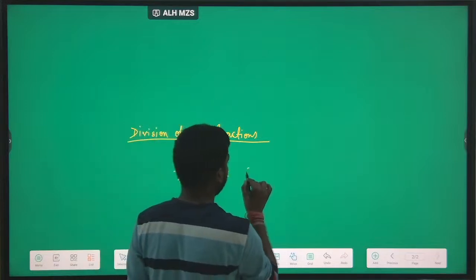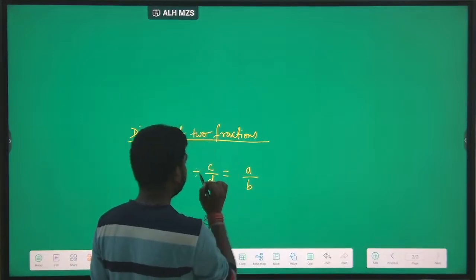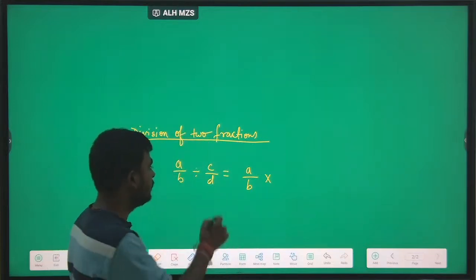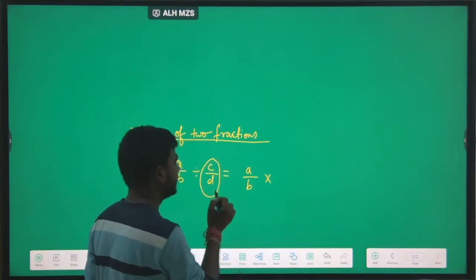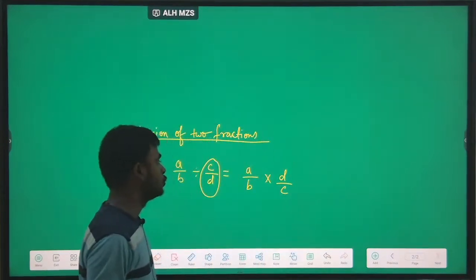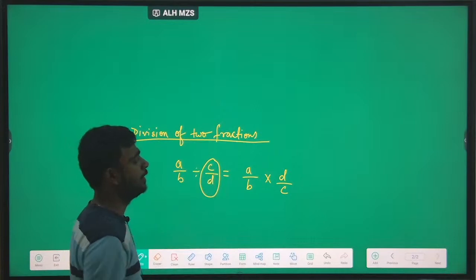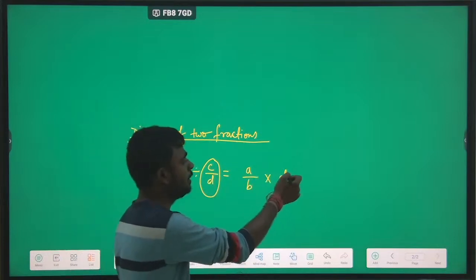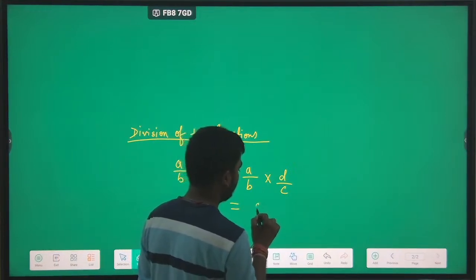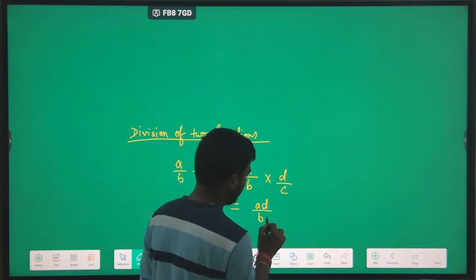So this a by b will be a by b, and this division, when converted into multiplication, will reciprocate the second fraction. It will be d upon c. So this a by b divided by c by d will become a by b multiplied with d by c, and we know about multiplication, this will be ad upon bc.